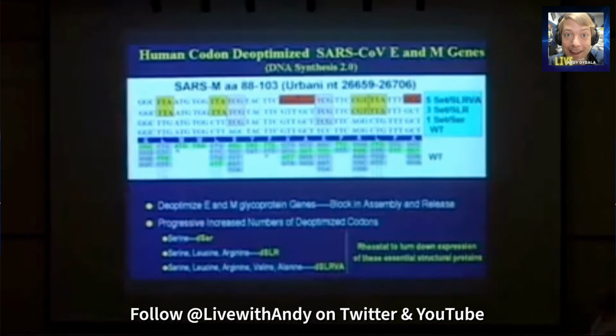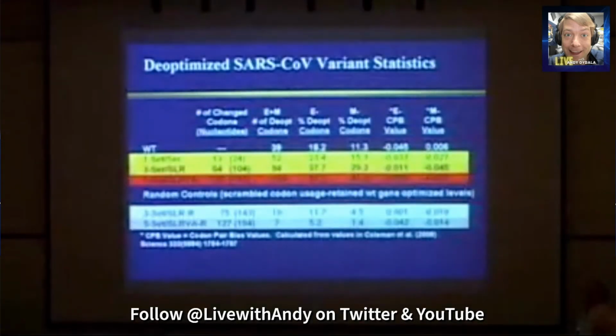This is just a cartoon to show the amino acid sequence and the wild type virus sequence here. So like in the 3-set at the serine residue, which was optimal in the case of SARS, we just changed it to the most rare codon. If you look at the statistics here, in general, in the wild type E and M gene, there are about 39 codons that are de-optimized. In the 1-set, this increased to 52. The 3-set, 94, and the 5-set, 134.